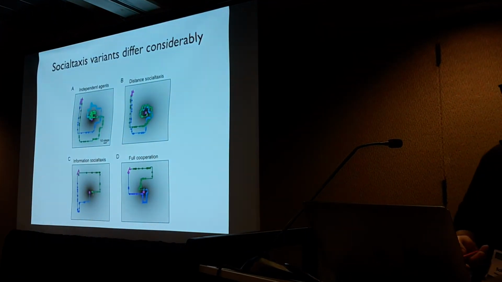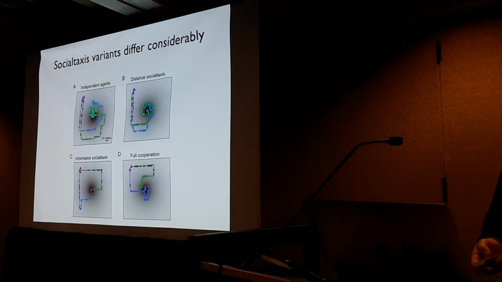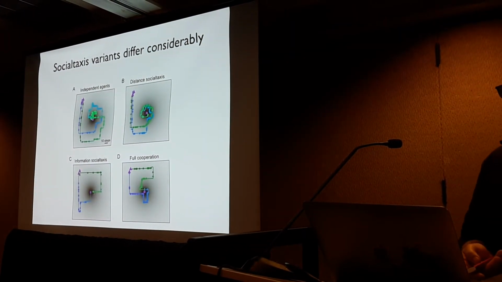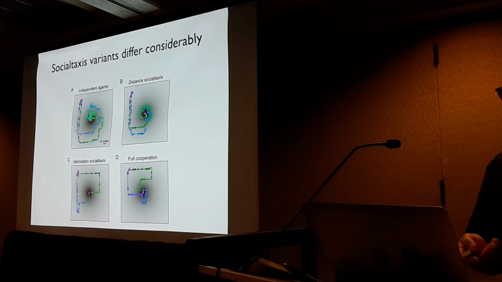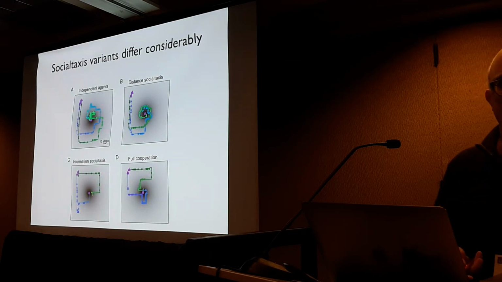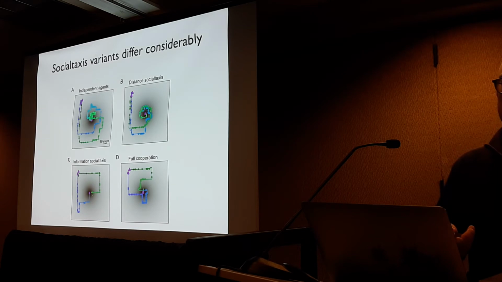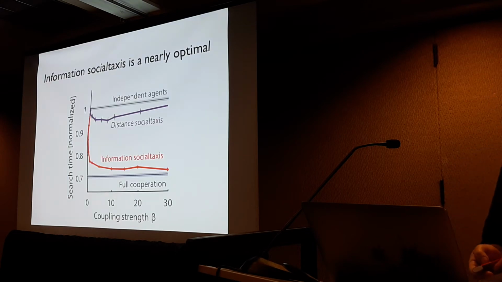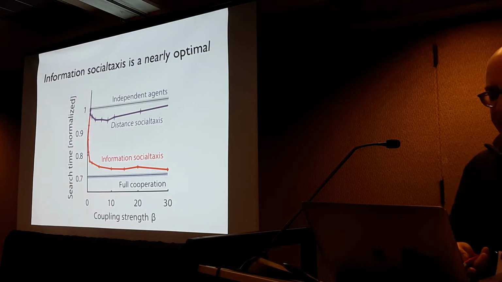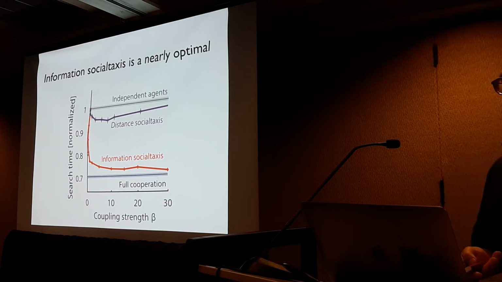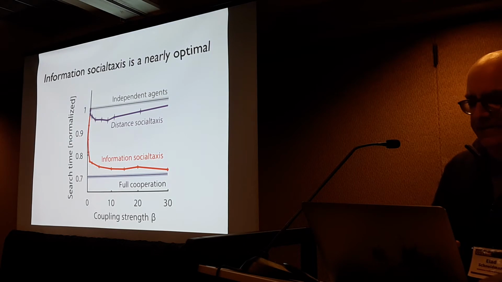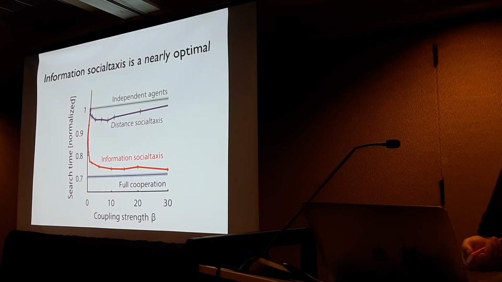And so if you compare all four cases to one another, the independent agents, the distance-based social taxes, the information-based social taxes, and this full cooperation mode, you can already see qualitatively different kinds of behaviors of the group in space. And if you try to quantify this over the strength of the coupling, how much weight you give to the wish to be different from everybody else, this gives very interesting results.